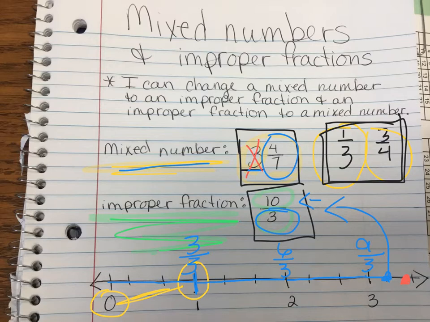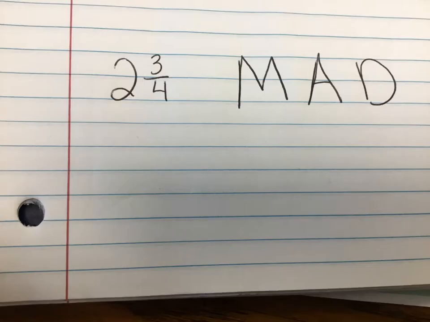So the question is, how do I change an improper fraction to a mixed number, or how do I get a mixed number to an improper fraction? We'll start with mixed numbers. This is a mixed number because it has a whole number here and a fraction out to the side. When I have a mixed number and I want to get it to an improper fraction, there are reasons why I would turn it to an improper fraction.